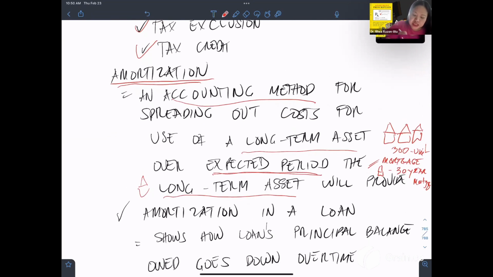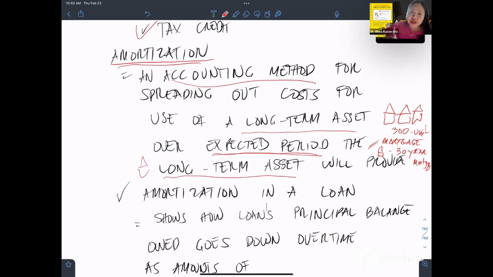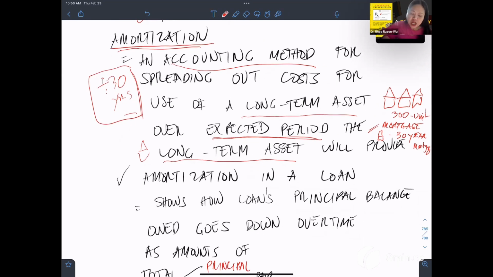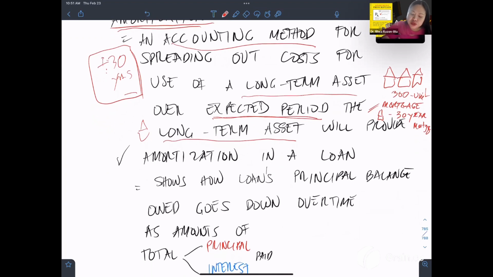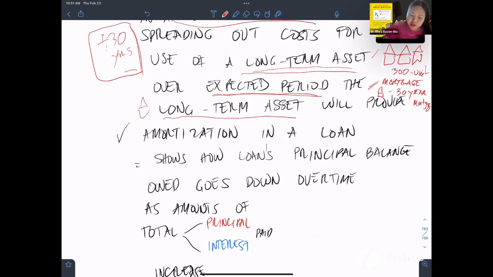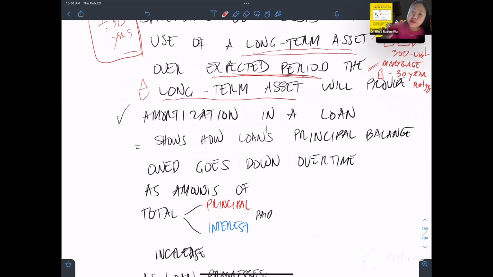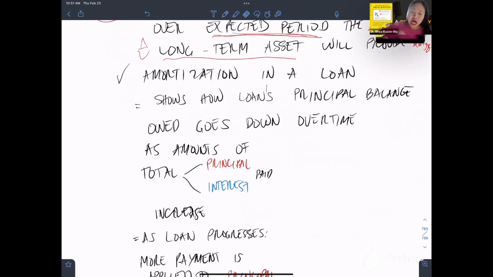Again, amortization is an accounting method for spreading out the cost. So it's divided into 30 years a lot of times. It could be 5 years, 7 years, 15 years, but a lot of times we see 30 years here in America. So it's spreading out the cost for use of a long-term asset such as a property over an expected period of time, such as 30 years, that the long-term asset or the property will provide.